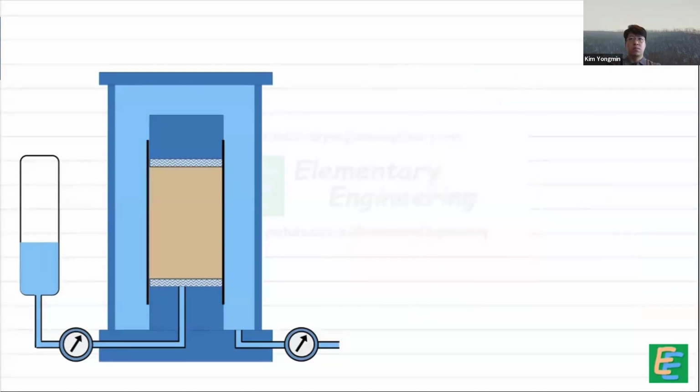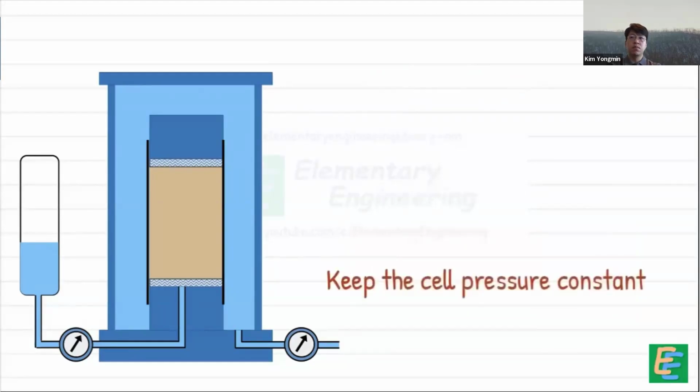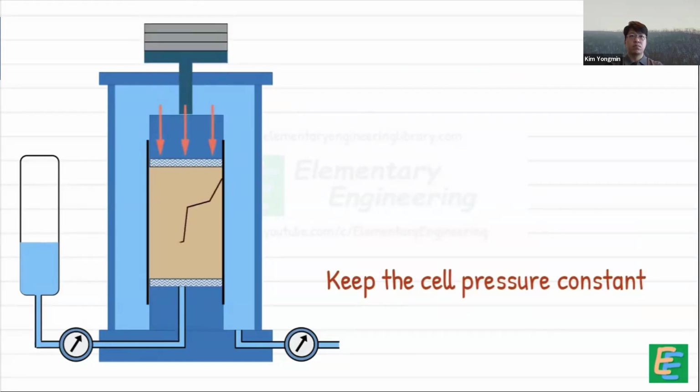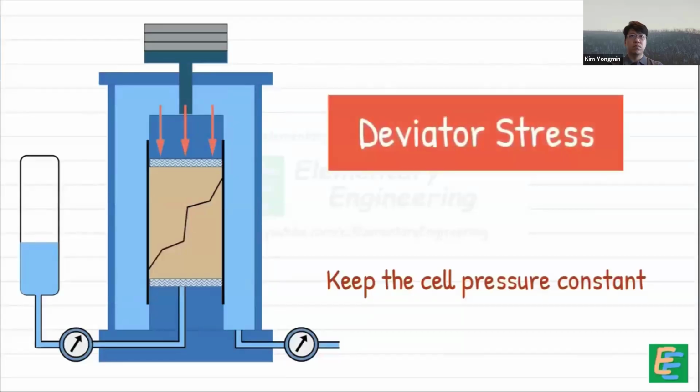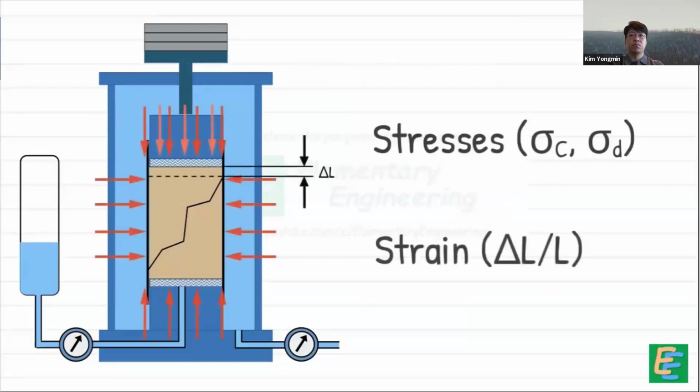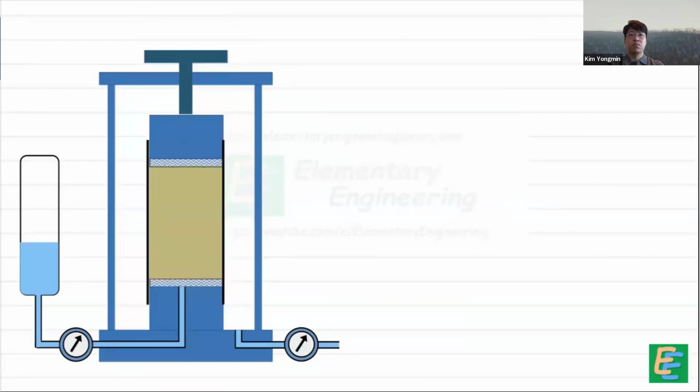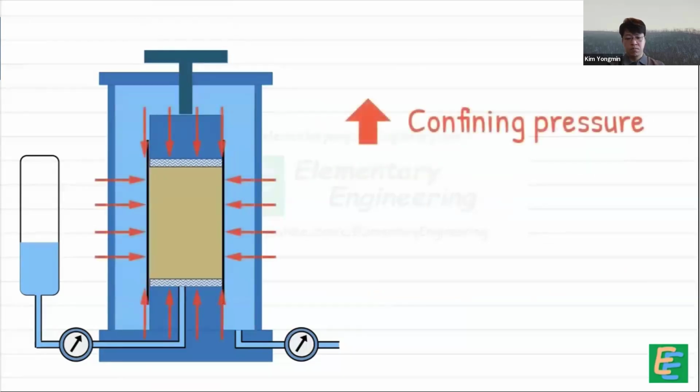Once the consolidation process is complete, we keep the cell pressure constant and we gradually apply additional axial stress through a loading system called RAM. We slowly increase this axial stress until the sample fails. This additional axial stress is called deviator stress and is denoted as sigma D. Stresses and strains generated are noted and the test is repeated for another sample. But this time, the confining pressure is increased.